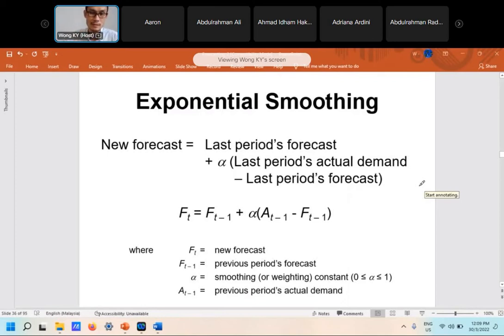Okay, understand? If I ask what is the forecast value for this period, it equals the forecast value of last period plus alpha, a smoothing constant, multiplied with the actual demand value of last period minus the forecast value of last period. I'll put it another way. Let's say we are now in March and we want to forecast April. The forecast of April equals the forecast that we made in March plus alpha multiplied with the actual demand in March minus the forecast that we made in March for March. Hope you understand.